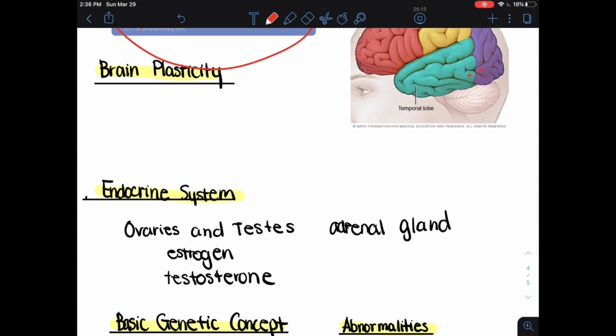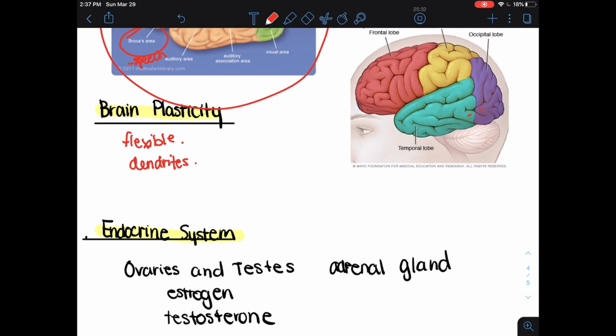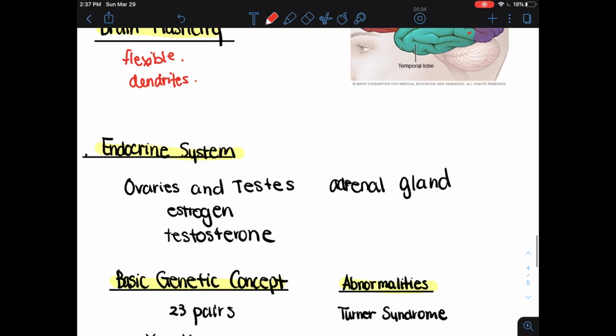Okay, moving on to brain plasticity. We know that the brain is flexible. So if one part of your brain is damaged, new dendrites will grow in order to fill up the space. And there's more plasticity within a child because dendrites grow quickly.